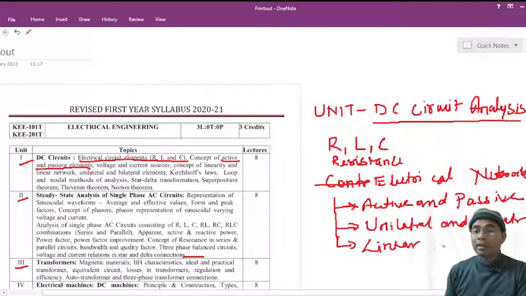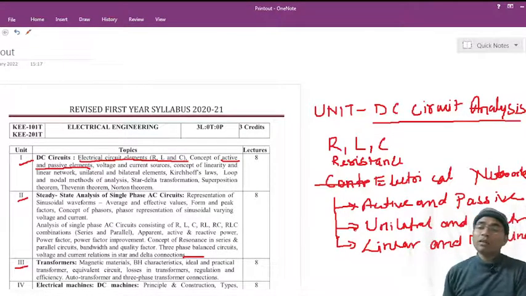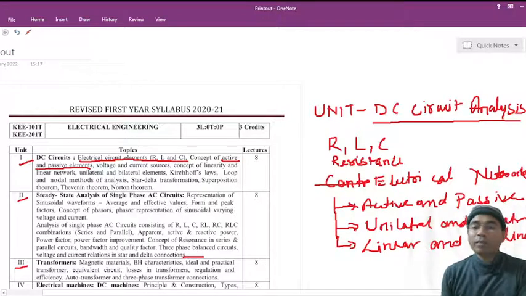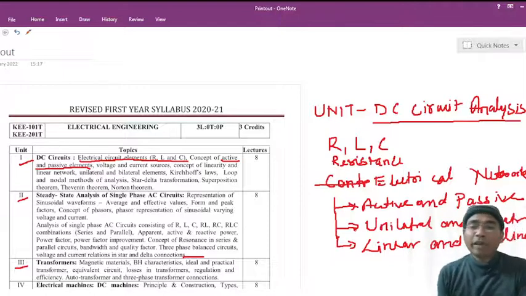So elements of an electrical network can be categorized in these categories: there will be some active elements in the network, and some passive elements. There may be some unilateral elements and some bilateral elements. Some will be linear and some will be non-linear elements. So these are the properties of any electrical network.